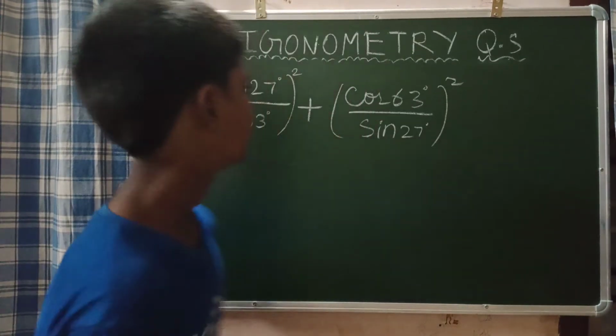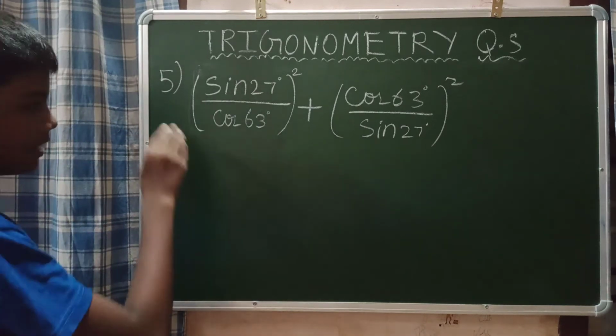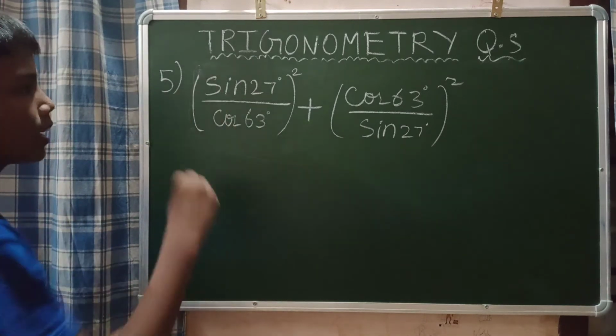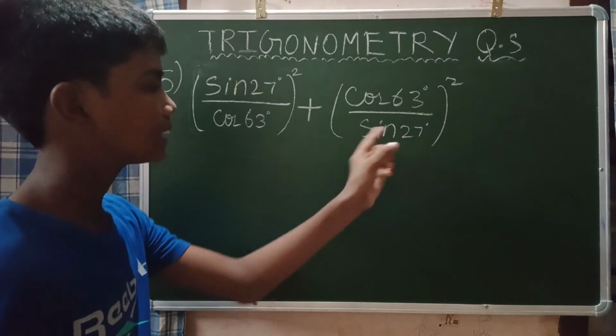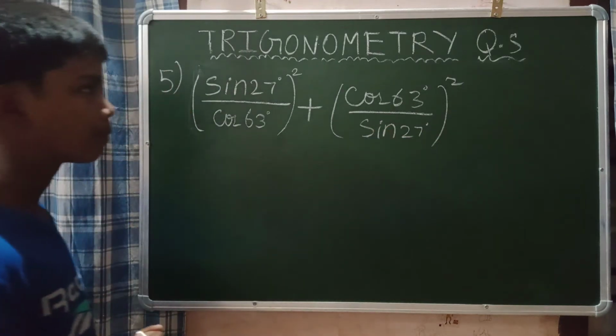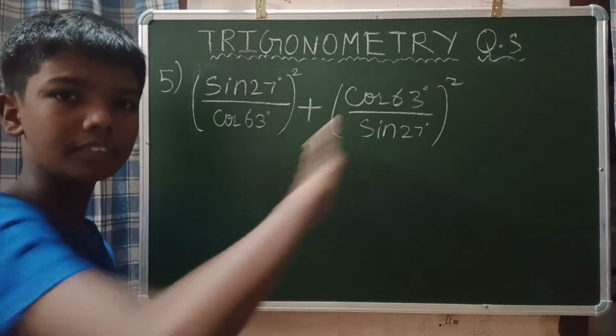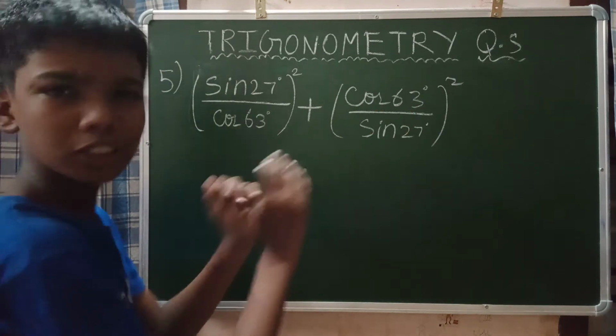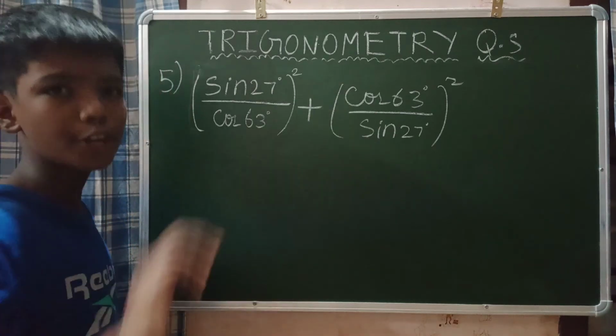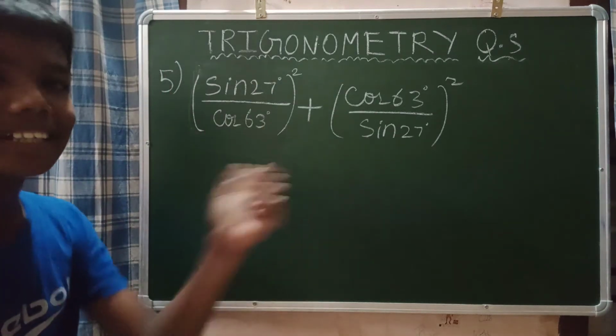Fifth question is sin 27 degree divided by cos 63, whole square, plus cos 63 divided by sin 27, whole square. Now see, please think how to solve this. But it's a more simple question. See what I'm going to do. I'm going to rearrange it now.